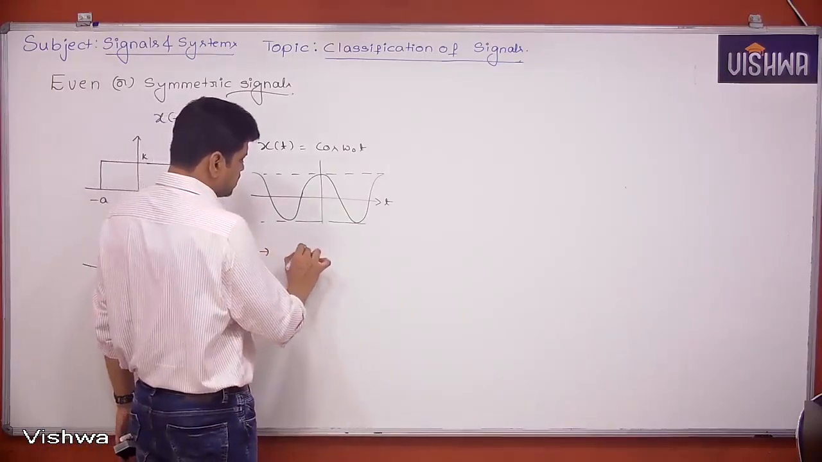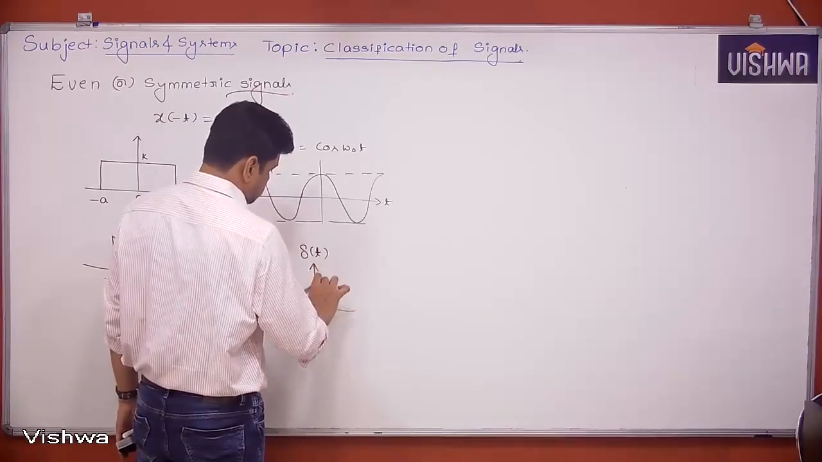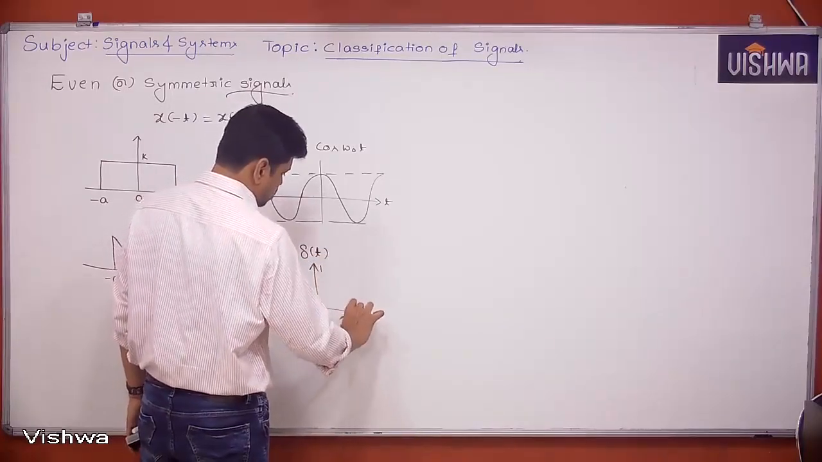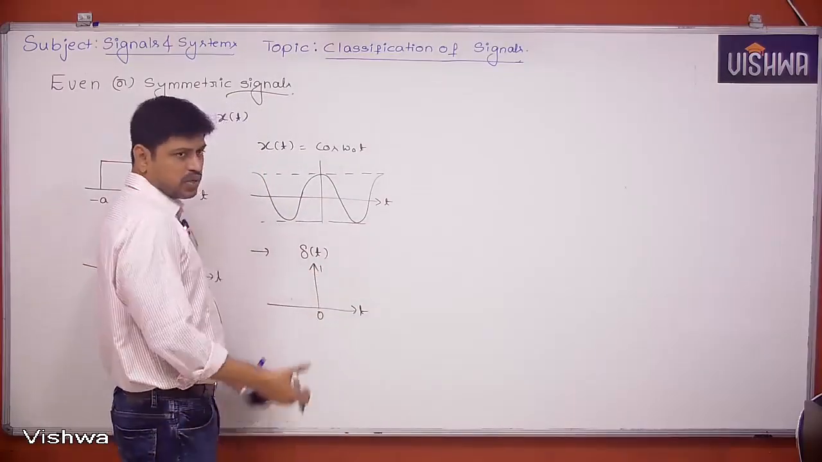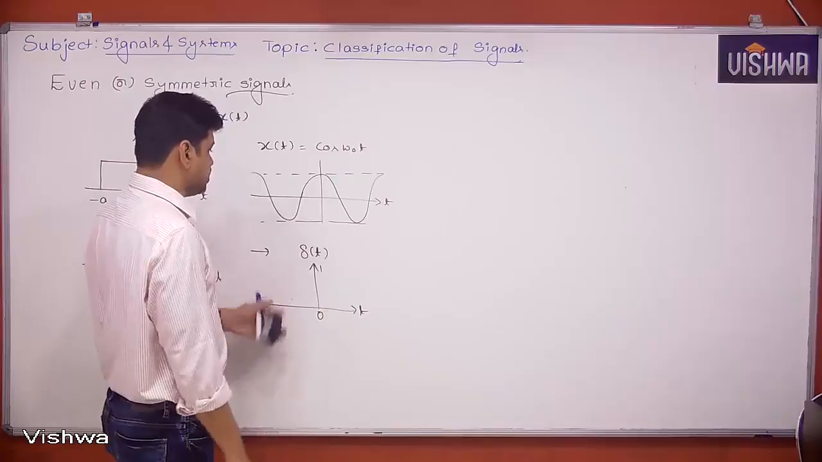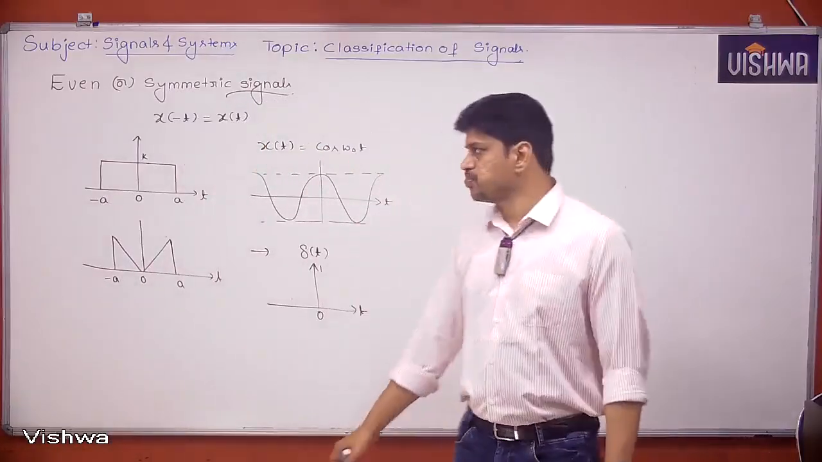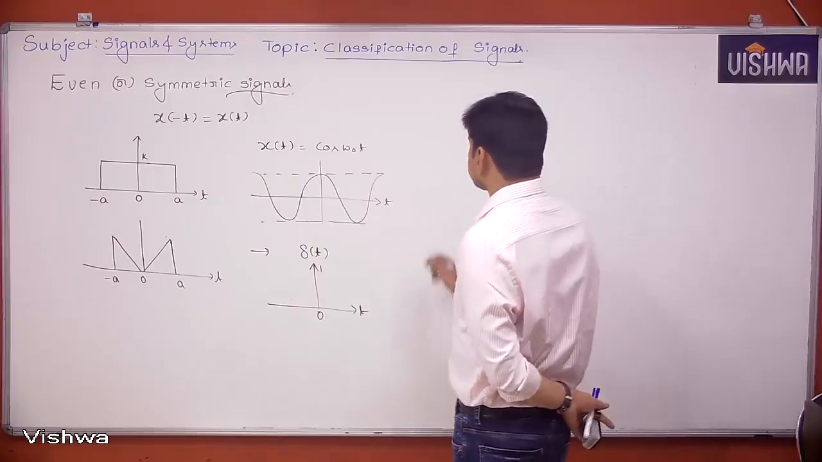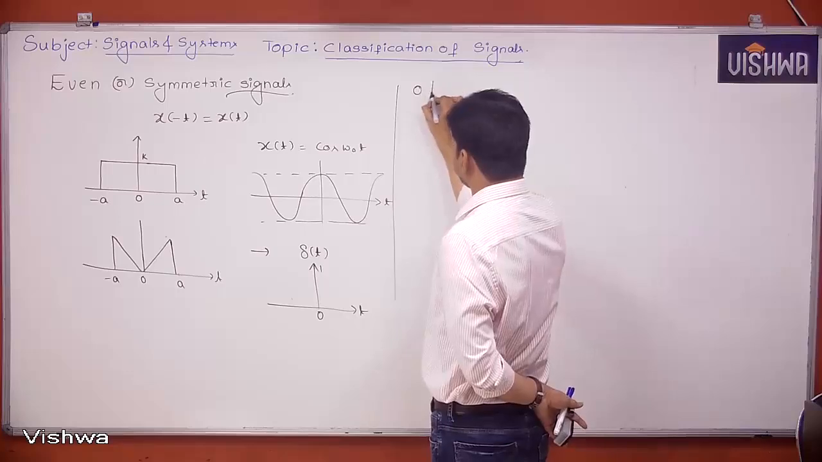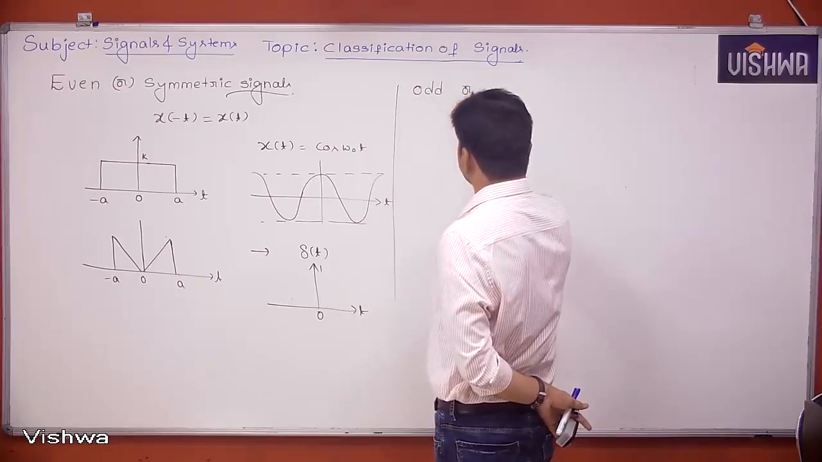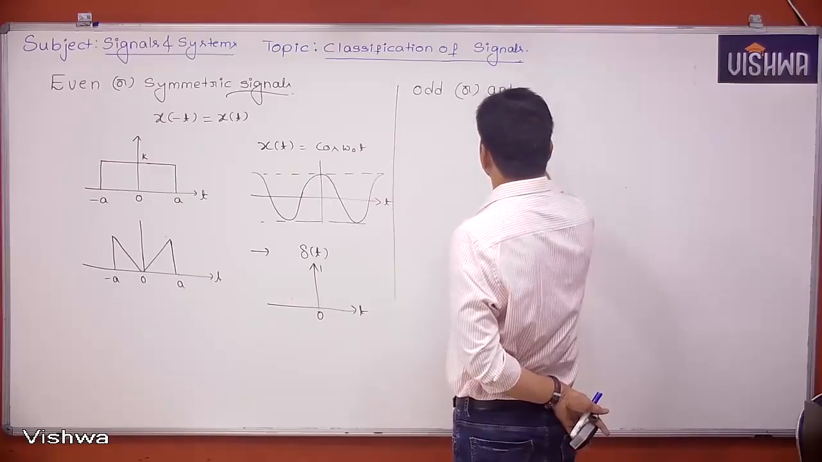Suppose I say delta t. Because it exists only at the y-axis, if you fold it, you still get the same thing. So yes, it is also an even signal. I hope you understood what even signals mean. Okay. Next, odd signals, or anti-symmetric signals.